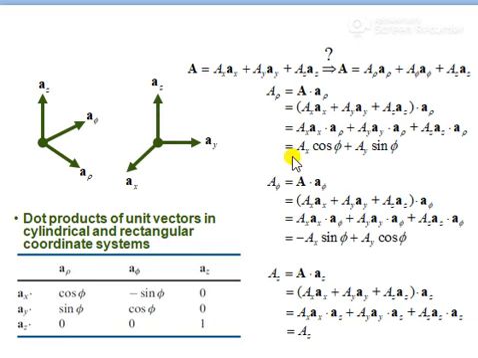So in matrix form, a rho, a phi, az will be equal to the matrix cos phi, sin phi, 0; minus sin phi, cos phi, 0; 0, 0, 1, multiplying ax, ay, az. That gives the transformation of Cartesian to cylindrical. You can also reverse it just by transposing the matrix, so you can go from cylindrical to Cartesian or Cartesian to cylindrical.